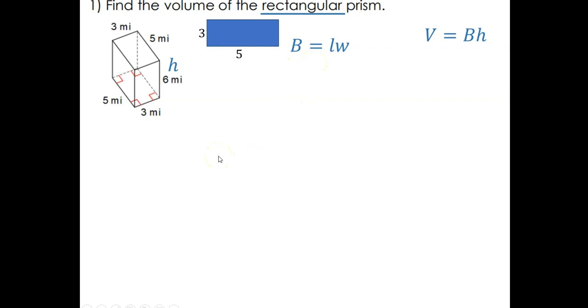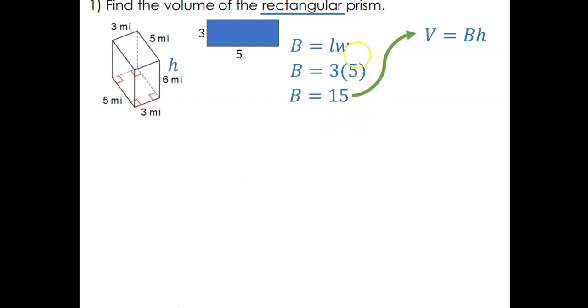The area of the base is length times width. So what is 3 times 5? 15. Good. All right, and I'm not done yet. I need this 15 to plug into my volume formula, so let's bring it over here.